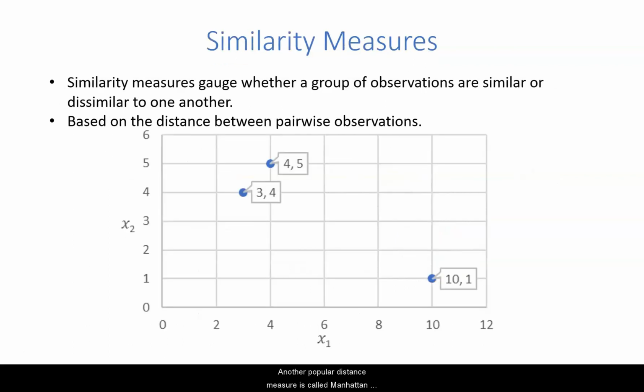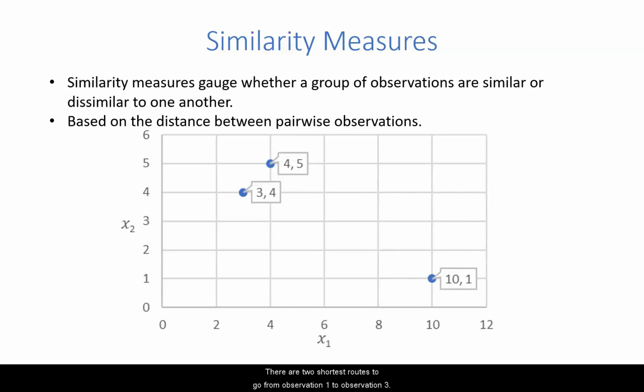Another popular distance measure is called Manhattan distance, named after the city of Manhattan, which is laid out in square blocks. It measures the shortest distance between two observations if you are only allowed to move horizontally or vertically. Let's take a look at how we can find that distance between observations 1 and 3 if we can only travel horizontally or vertically, as in a city that is crowded with skyscrapers and traffic.